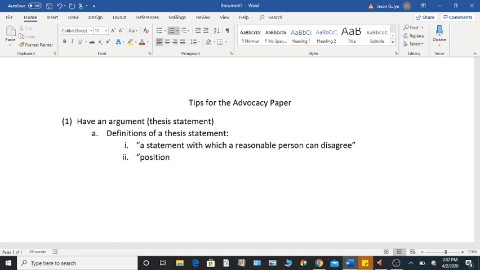Now, another way to define a thesis statement, and hopefully this helps us out, is we can think about a thesis statement as a position based on evidence. So based off of everything you've taken a look at, everything you've studied, everything you've seen, what is your position on that topic? So the goal is to really advocate for something. So based off of your research and everything else, how can we move forward?